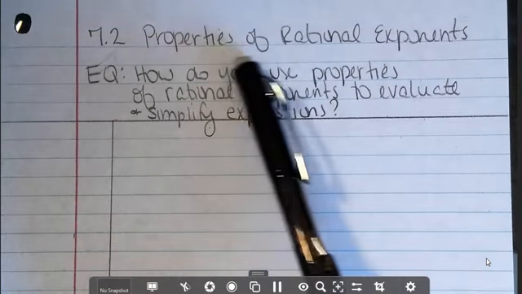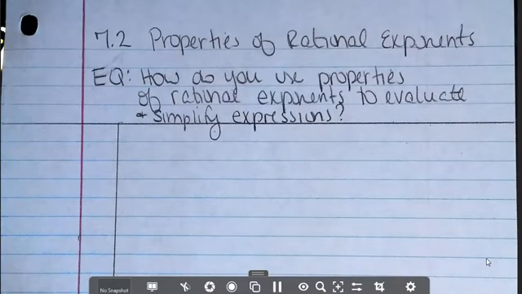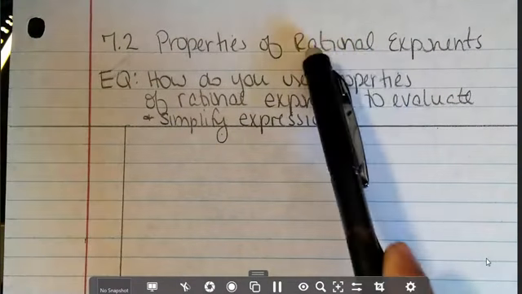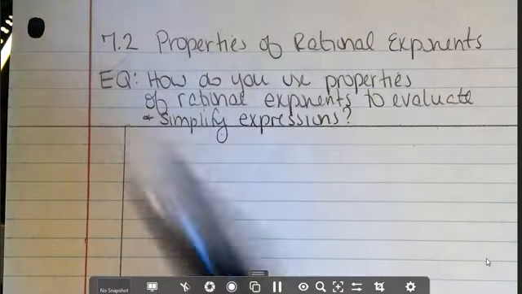7.2 discusses properties of rational exponents. Our essential question is how to use properties of rational exponents to evaluate and simplify expressions. We're not really learning much new here. I'm going to be reviewing all of the properties of exponents that we learned last chapter, only now I'm going to be applying it to rational exponents or fraction exponents, okay?